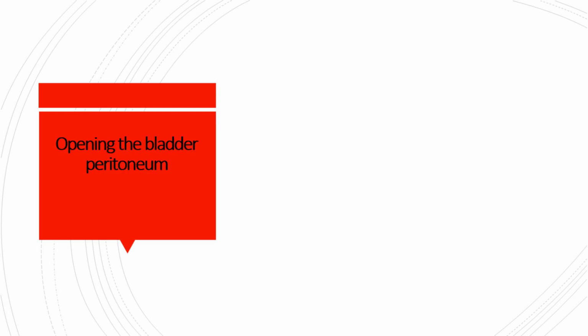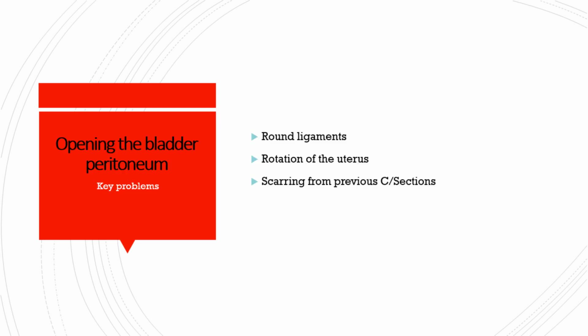While opening the bladder peritoneum is a routine part of cesarean sections, surgeons might encounter several uncommon scenarios that might complicate the operation. Understanding these challenges is essential for minimizing complications and ensuring patient safety. The round ligaments play a significant role in supporting the uterus. During the procedure, these ligaments may become inadvertently manipulated or injured when accessing the bladder peritoneum. This may complicate the surgical field, potentially obscuring the visibility of critical structures.